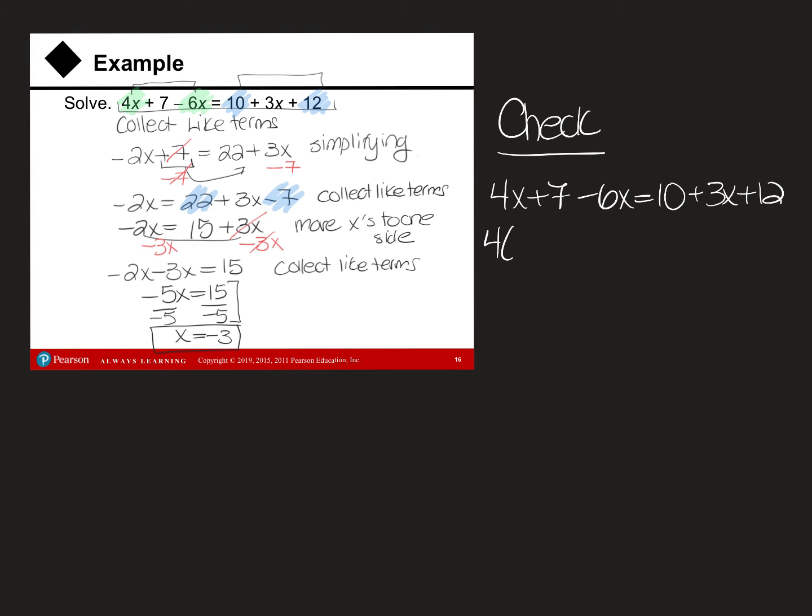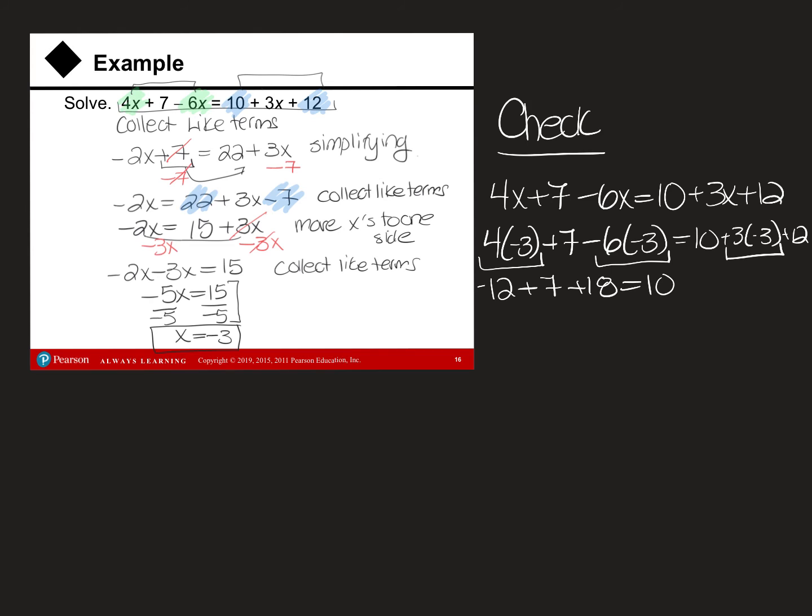So 4 times negative 3 plus 7 minus 6 times negative 3 equals 10 plus 3 times negative 3 plus 12. BEDMAS says we do these first, so that's negative 12 plus 7. I do this, that's positive 18. 10, we're going to do this, that's minus 9 plus 12.